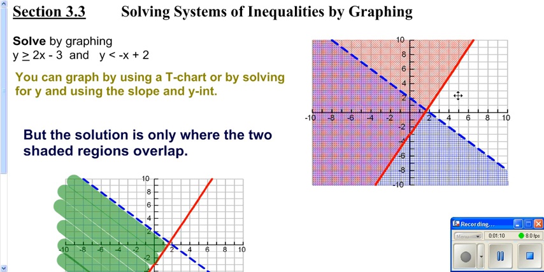So you really have four regions over here. You have the white region, neither one of them works. You have the blue region, and that's only where the blue is true. You also have the red region, and that's where only the red is true. You also have the purple, and that's where the red works and the blue works.